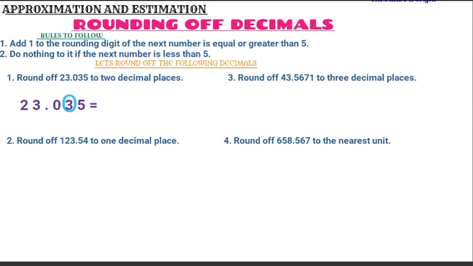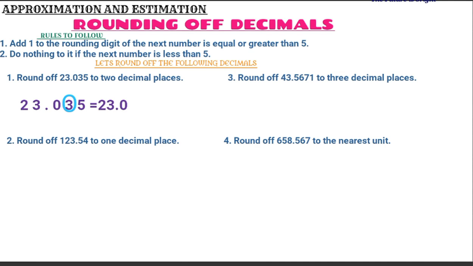Now what is the next number? The next number we have is 5. So that means when we are rounding off 3, we will round it up to 4 because we are going to add 1 to 3. Before I do that, let me write the numbers that are not affected. We have got 23.0.